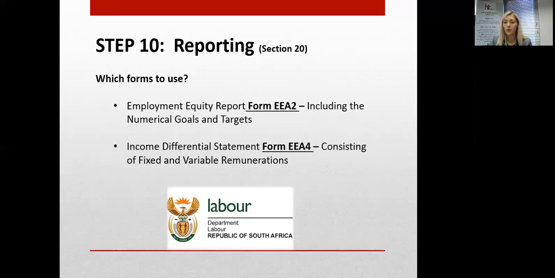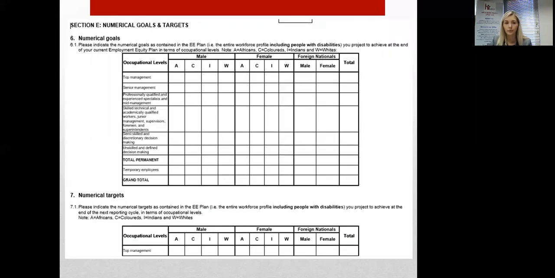Then we move on to EA4, which is the confidential document consisting of your fixed and variable remunerations of all employees on all levels. When we look at section E, we talk about numerical goals and targets. In order for you to reach a goal, you need to reach your target first. If you have a 2-year plan, your first year is your target, your second year is your goal. You'll see they look at your occupational levels from top management, senior management, all the way until unskilled and defined, and your temporary employees. When you look at the columns listed, they have male, female, your race, if you're a foreign national or not, including disabilities.